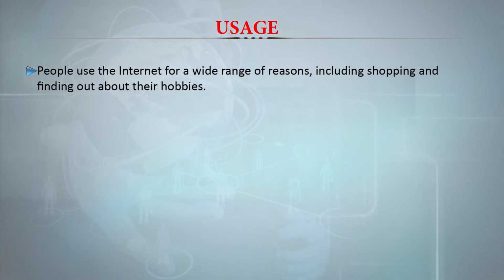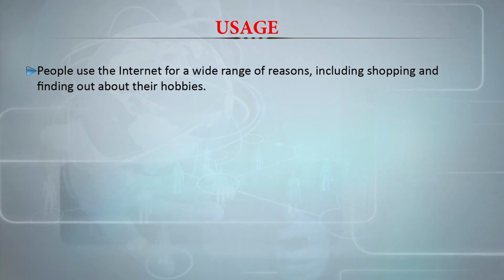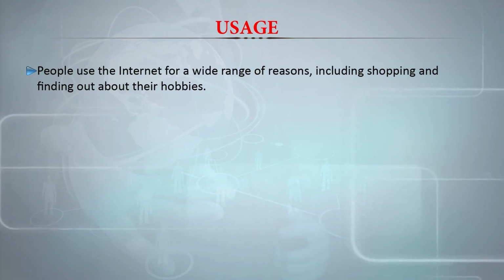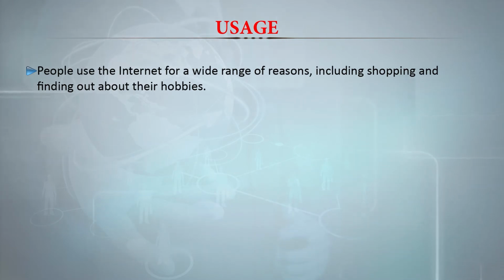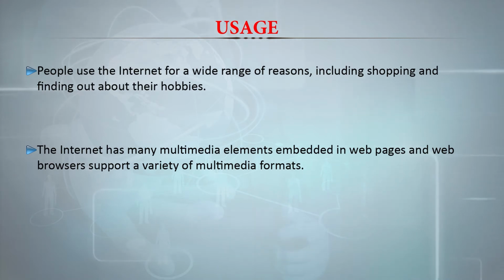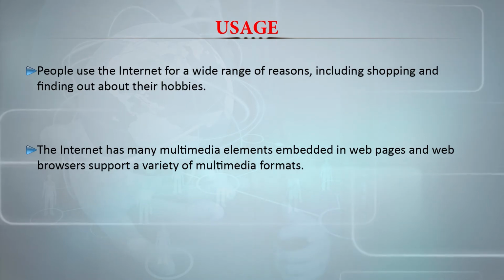Next, people use the internet for a wide range of reasons, including shopping and finding out about their hobbies; everything will be happening through the internet. The content available on the internet will help them to do what they want to do. So developing the content is very important. The internet has many multimedia elements embedded in web pages, and web browsers support a variety of multimedia formats. That is very important. We will come to know how the hardware components support the multimedia components.